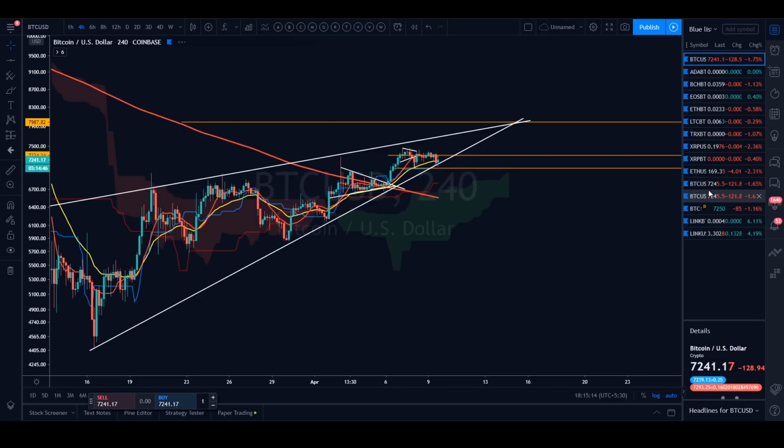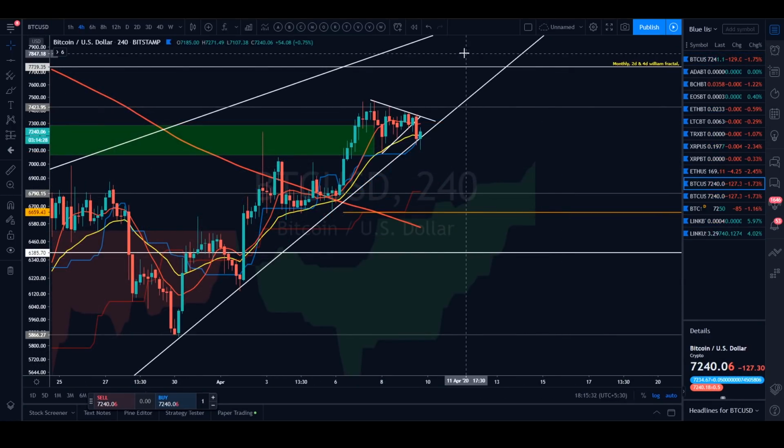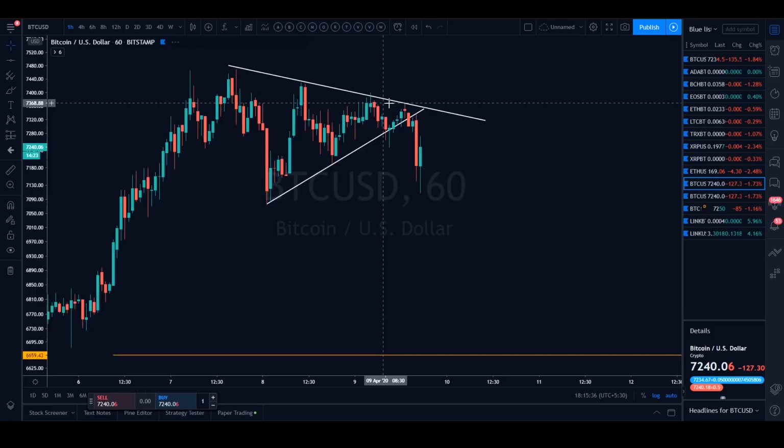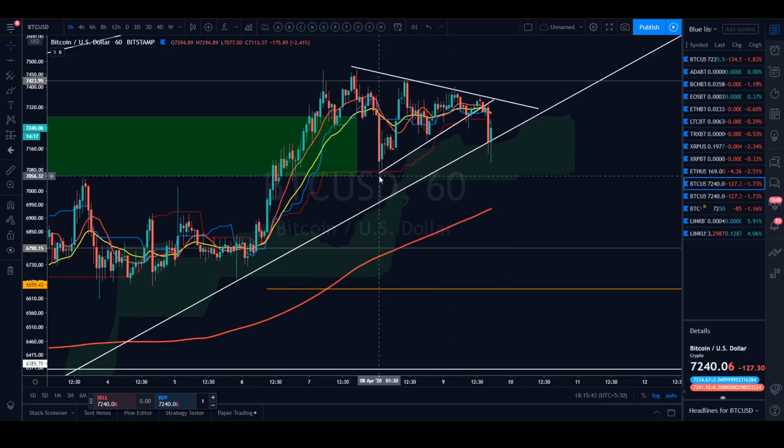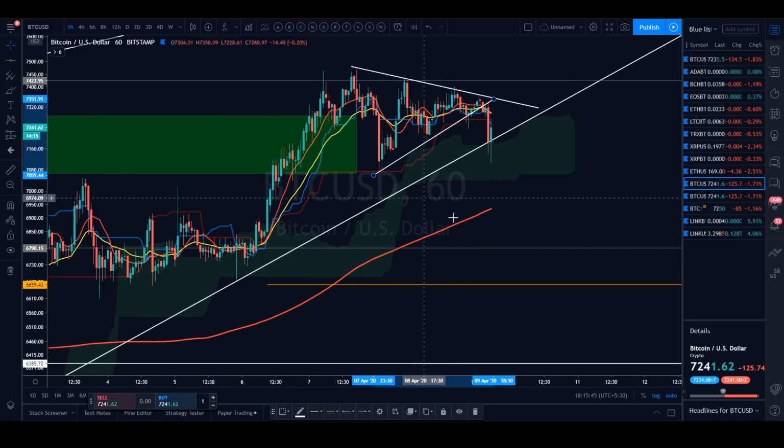Let's go on to Bitcoin. So what were we looking at yesterday? Finally this triangle broke down. Holy moly, it drove people all the way to the apex of the triangle before it broke down. Leave it up to Bitcoin to really mess with people, eh?